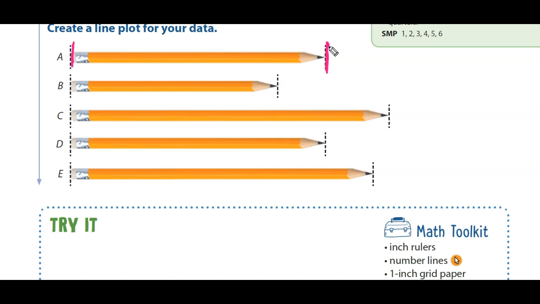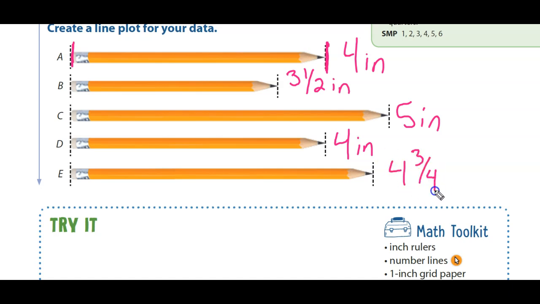4 inches? Yep, 4 inches. Perfect. Pencil B? 3.5 inches. 3.5, yes, good. You notice I'm putting IN, right? C? 5 inches. D? Also 4 inches, right? And E. I'll bet you what that is. That is 4 3/4 inch. Okay, write those down.